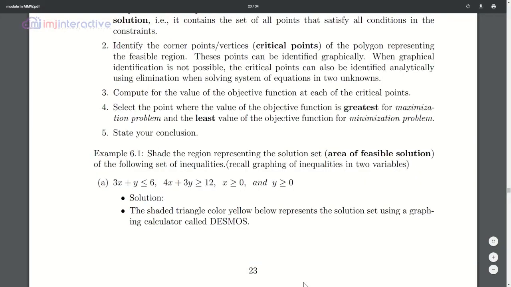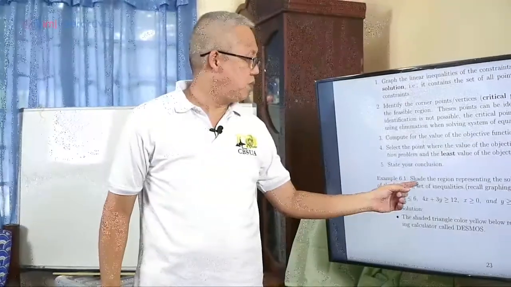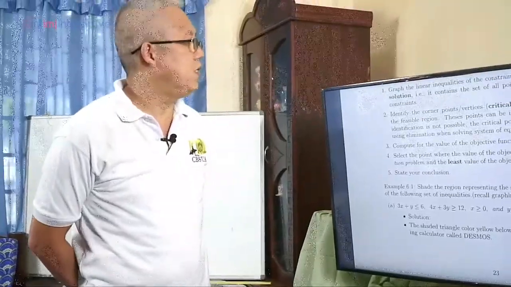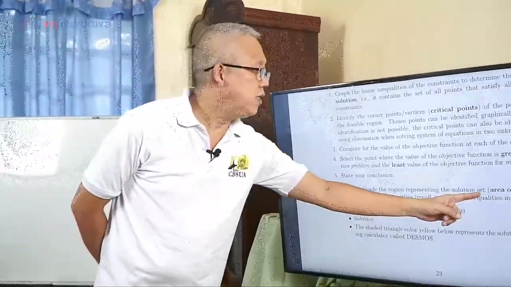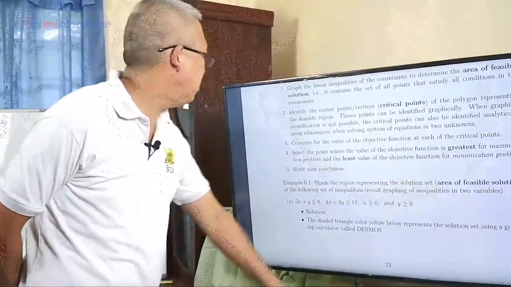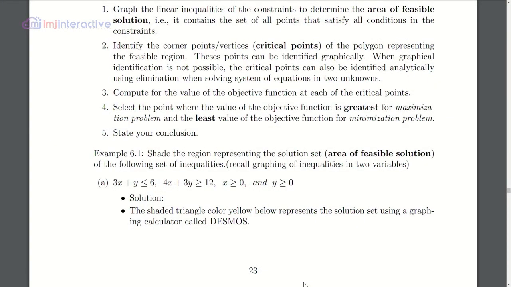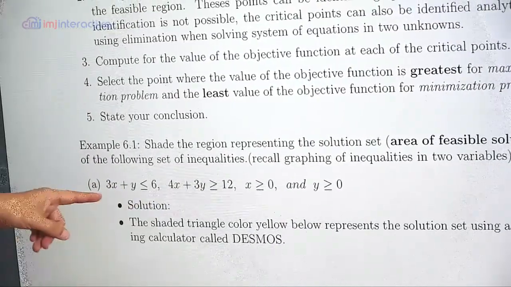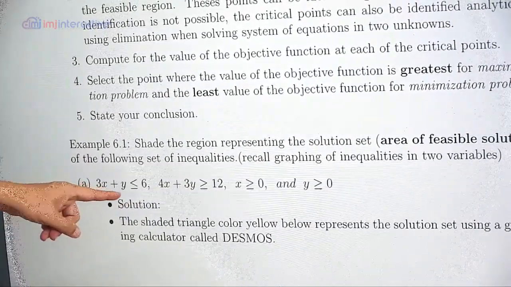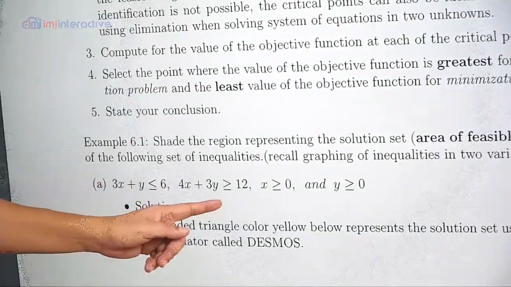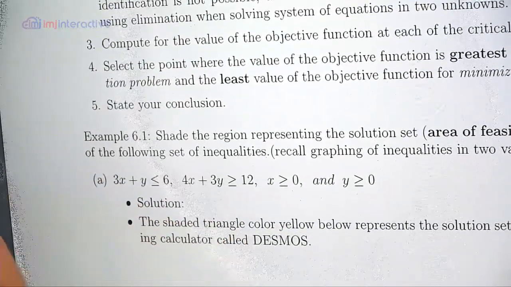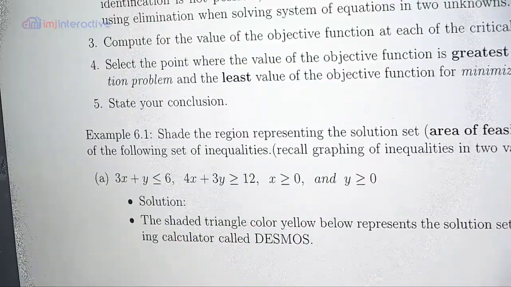Okay, the first example is Example 6.1. Shade the region representing the solution set. The solution set we are referring to here is the area of feasible solution of the following set of inequalities. So here we try to recall what you have learned in high school when you are asked to graph inequalities involving two variables. These are usually the constraints. They are expressed in this manner. So here are the constraints. 3x plus y is less than or equal to 6. 4x plus 3y is greater than or equal to 12. x is greater than or equal to 0. And y is greater than or equal to 0.